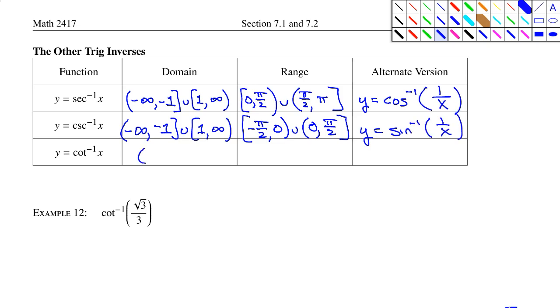Cotangent has the entire real line as the domain. It has a range that goes from 0 to pi, but it's open on both ends. So this one is different from tangent. Tangent went from negative pi over 2 to pi over 2. This one goes from 0 to pi. So it's more closely related to cosine in that respect. The alternative version is to take the arctangent of 1 over x.